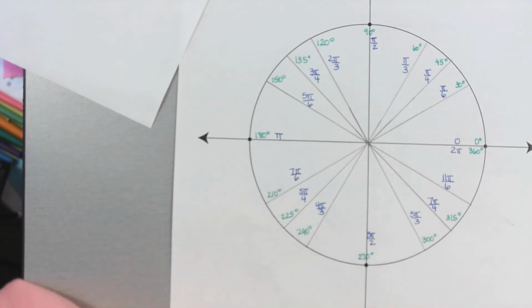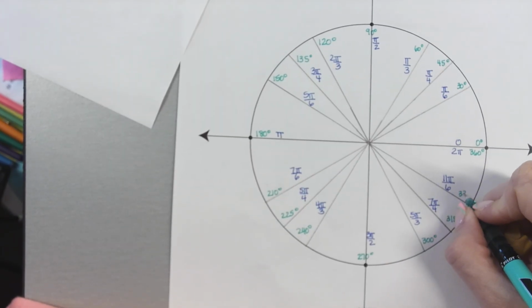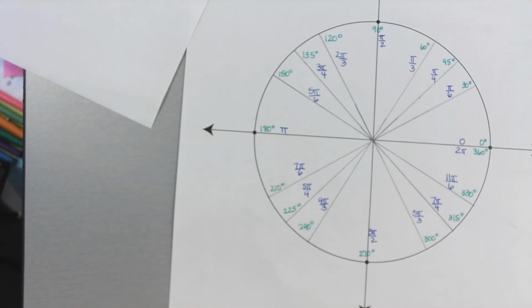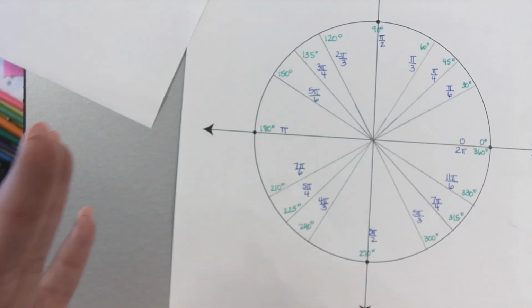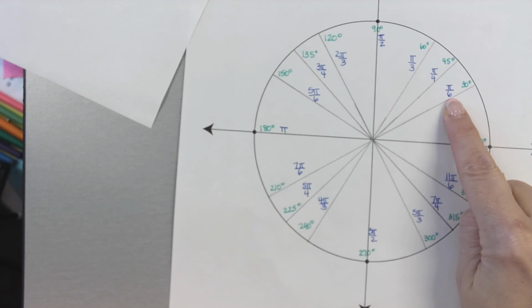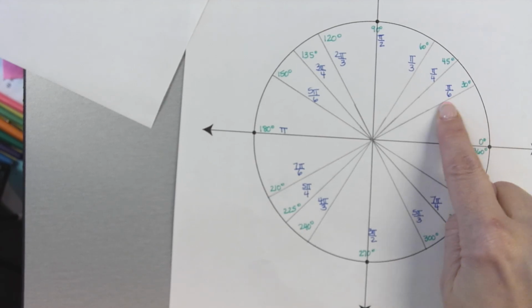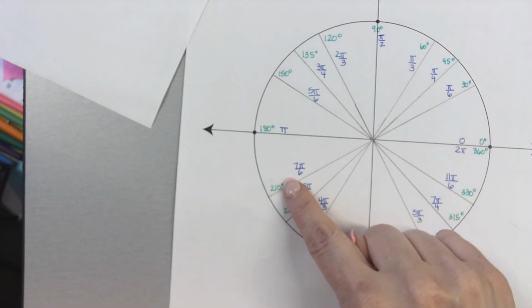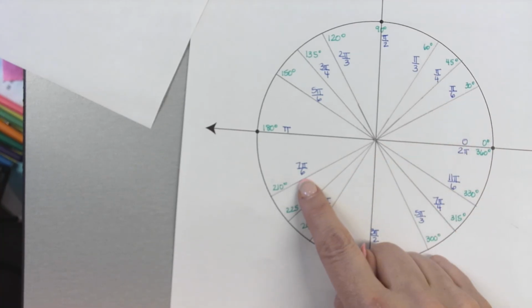Okay, now, when you're doing this, if you're unsure if you did it correctly, one thing that you should notice is if you follow a straight line, this is pi over 6, this is 7 pi over 6. What's a way to go from pi over 6 to 7 pi over 6?